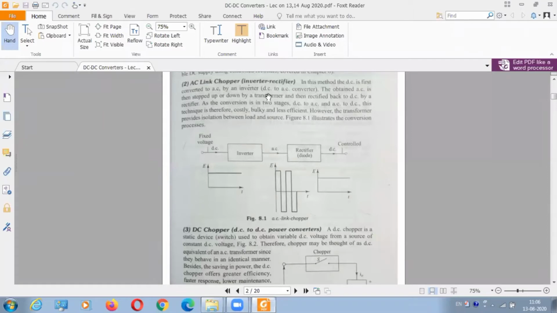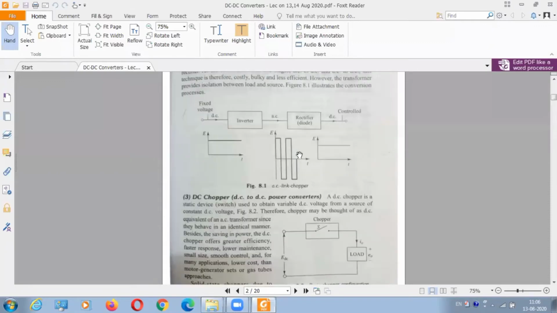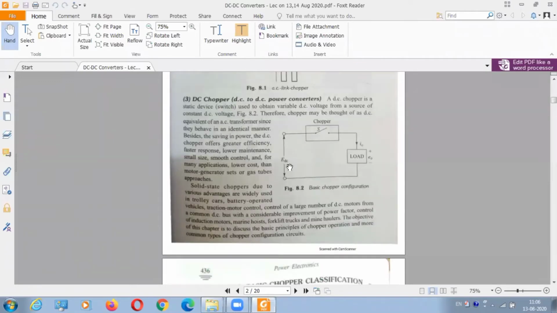That means the supply to the inverter is a DC. That inverter converts it to AC, and that AC is converted again to DC. The input DC and output DC are linked through AC. First DC is converted to AC and then AC is converted to DC. This is how one conversion can be done, using an inverter and a rectifier in between.